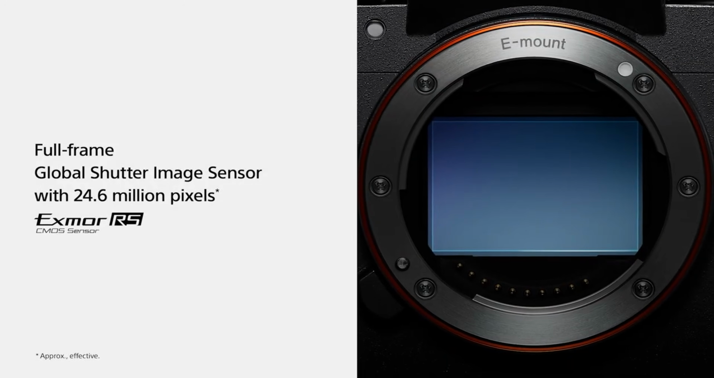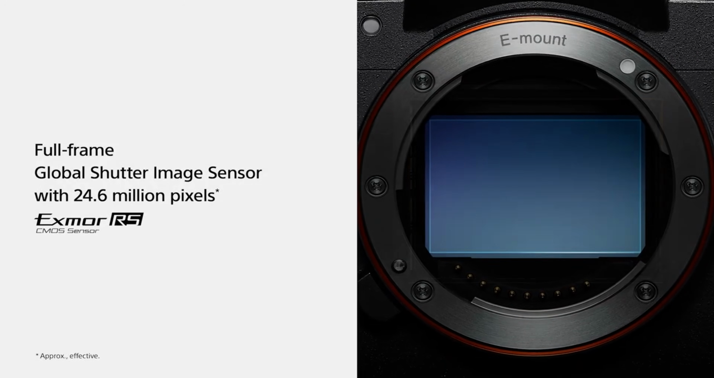Now, one of the reasons why this is possible with the Sony A9 Mark III is because it has a lower resolution, only a 24 megapixel sensor, as opposed to a much larger 45 or 60 megapixel sensor.